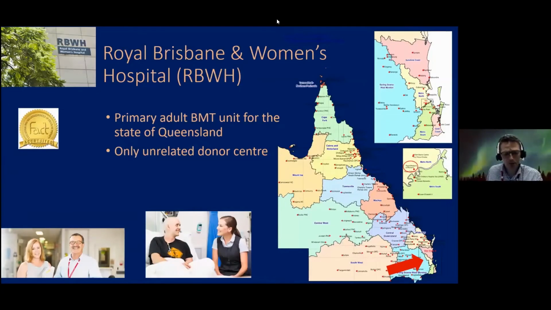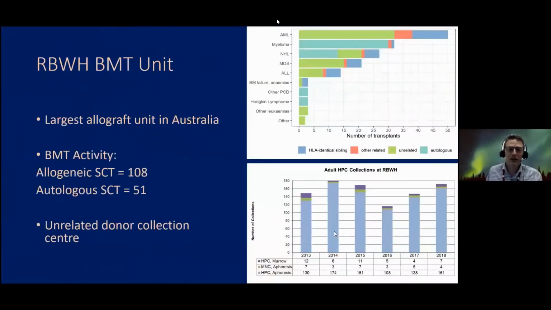And many of you probably know that Australia is large, but not as dense as many other populations. So the size of Queensland might be twice that of Pakistan, but the population is not even half that of the city of Lahore, at a population of 5 million. But we do provide transplants for the whole of the state. And so as a result, we are one of the largest allograft units in Australia. We do about 160 transplants a year, and we do a number of unrelated donor collections.